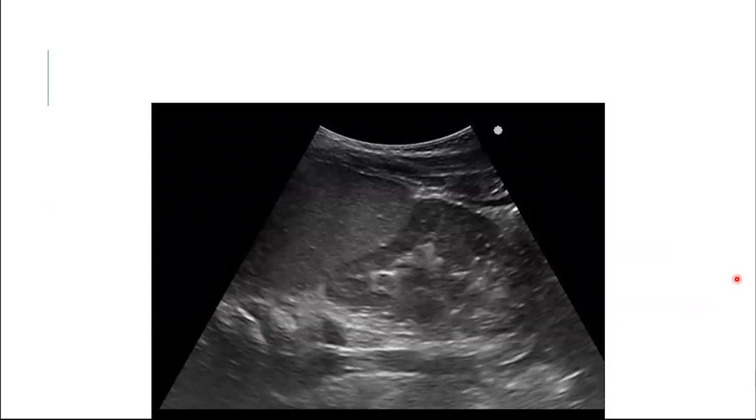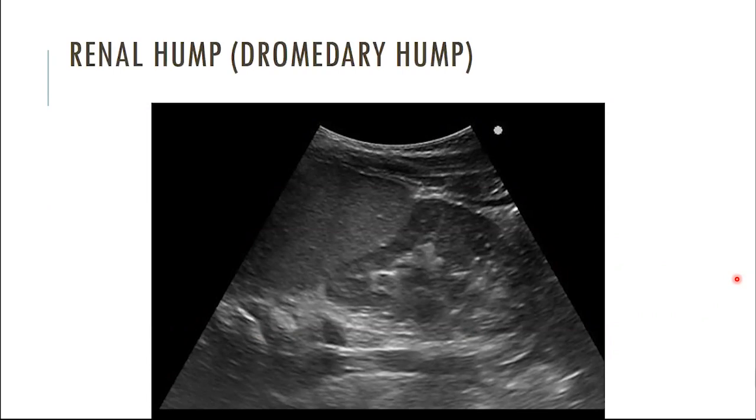All right, this is a stumper. This is another normal variation. Any thoughts? So this is on the left side, on the spleen. Because of how the spleen and the left kidney interact, you can sometimes see the bean shape gets mismatched and it really kind of looks like a hump. And it's called a renal hump or a dromedary hump. And those are normal variations. There's nothing pathologic with this whatsoever. This you would see in an older child or teenager.